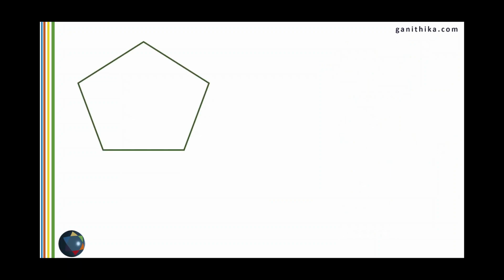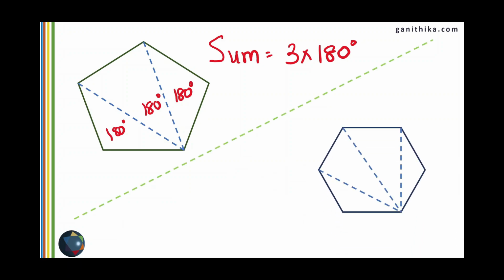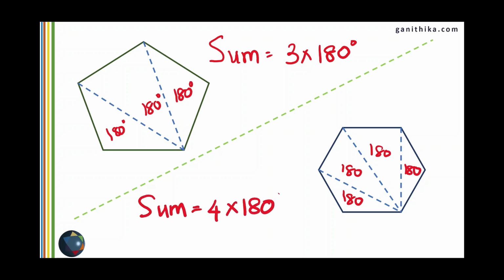Let's consider a pentagon and see how many triangles we can cut a pentagon into. You can see there are 3 triangles. Therefore, there are 3 times 180 degrees, and therefore the total sum of interior angles in a pentagon will be 3 times 180 degrees. We have to add up all the angles of the triangles so that we can get all the interior angles of the pentagon. In a similar way, for a hexagon, you can cut it into 4 triangles. Each triangle's angles add up to 180 degrees, and therefore the total sum of the interior angles of a hexagon is 4 times 180 degrees.